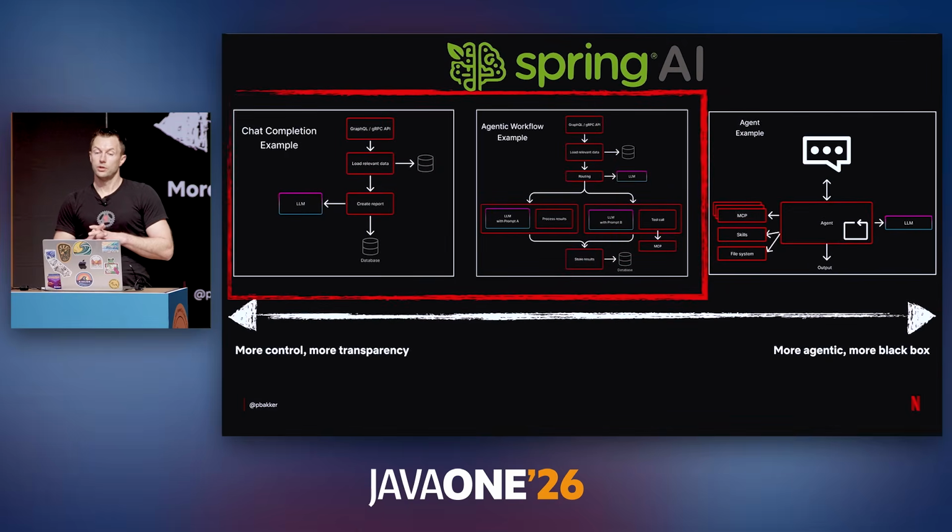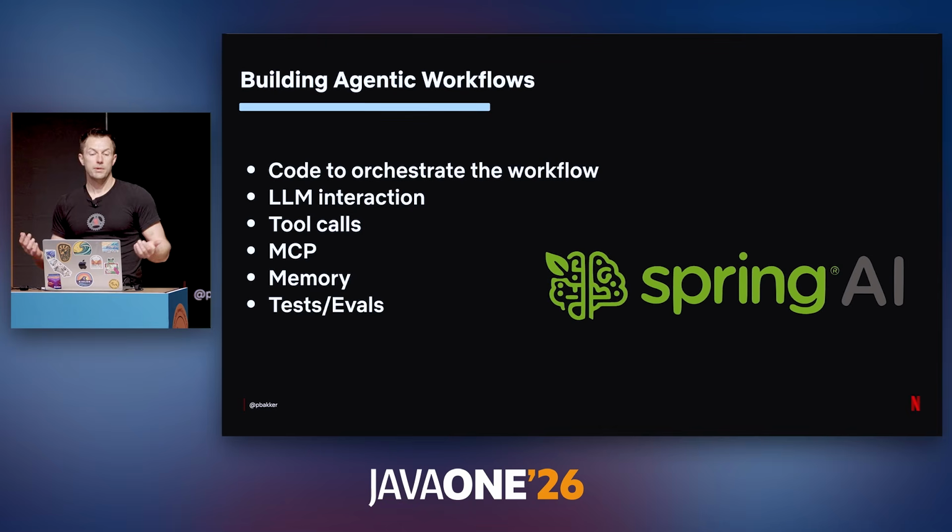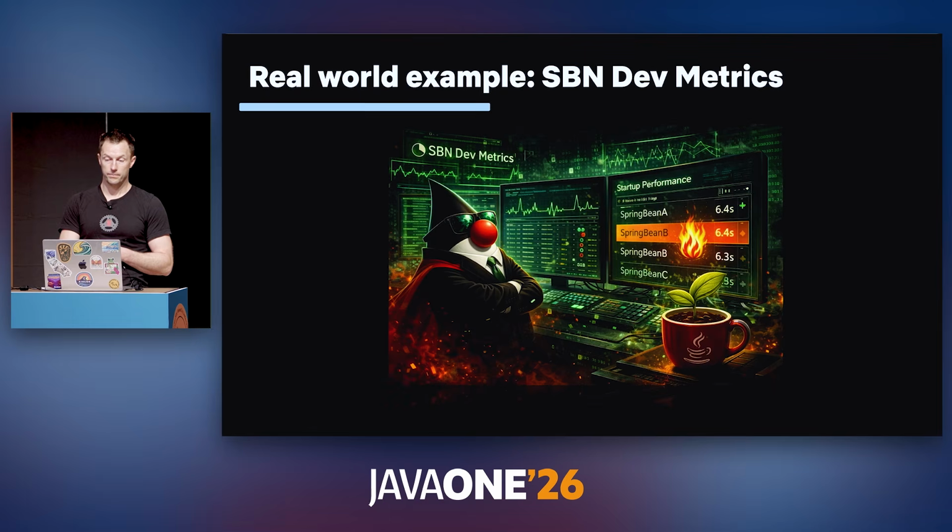Now, for these first two, especially the agentic workflow, this is where we actually build Java services and where we use Spring AI. And Spring AI really gives us all the functionality that we need to build such things. It gives us interaction with LLMs, we can do tool calls, we can do MCP. It's really the whole stack that we need to build these agentic workflows. And that is what we really start doing quite a lot now.